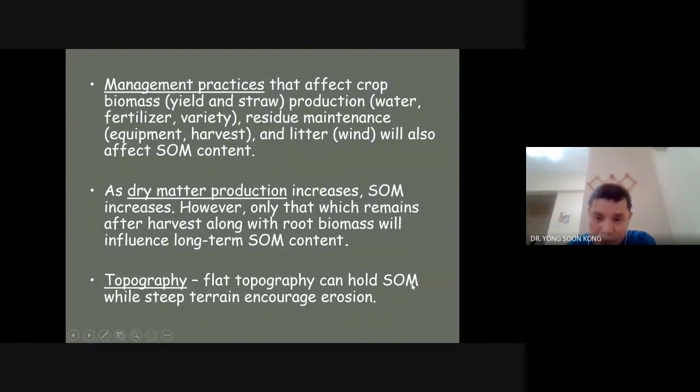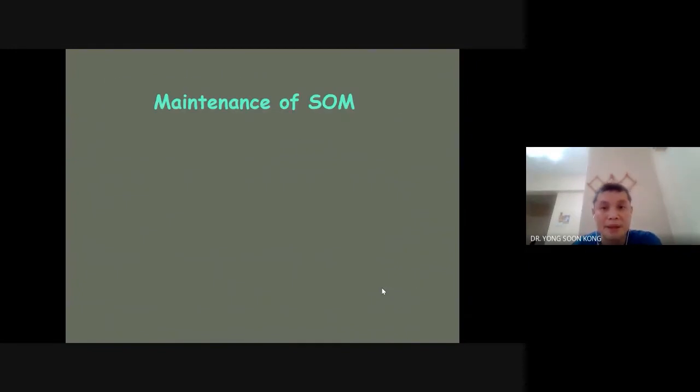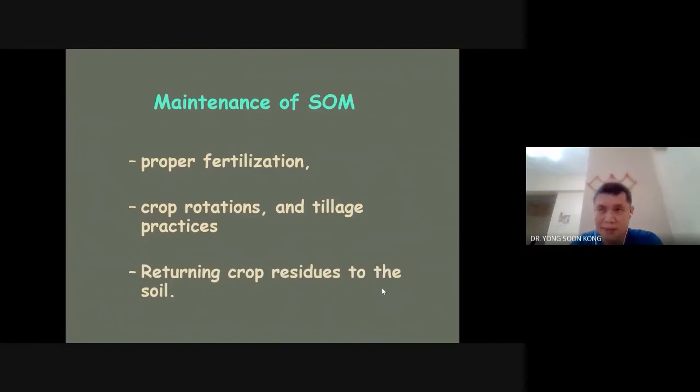Flat topography can hold SOM, while steep terrain encourages erosion. I think this one pairs directly with the climate. More rainwater washes away organic matter. And flat topography doesn't have too much water movement, not much runoff. And that's why you have more soil organic matter. So the maintenance of it relates directly with the management. How do you increase more soil organic matter? Give the plants, whatever the plants on the surface, more fertilizer. Because fertilizer increases more production of biomass, and biomass is your source of soil organic matter.